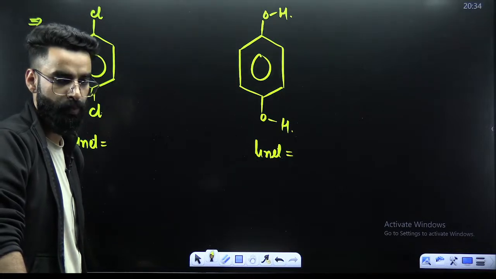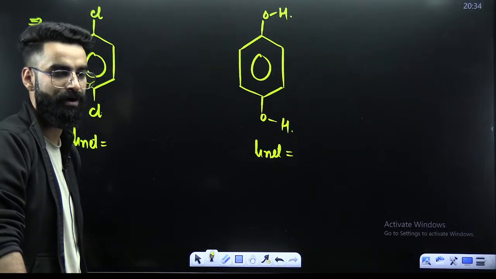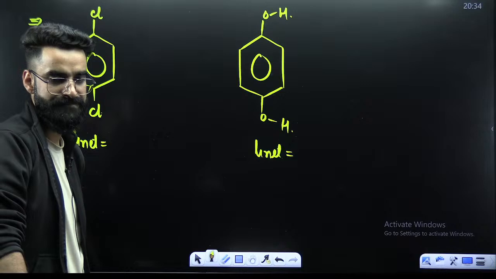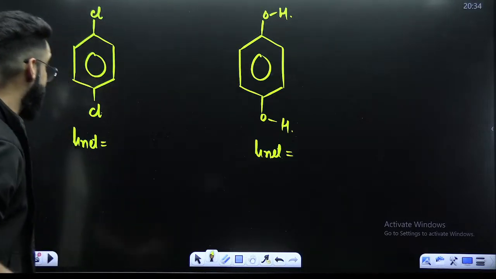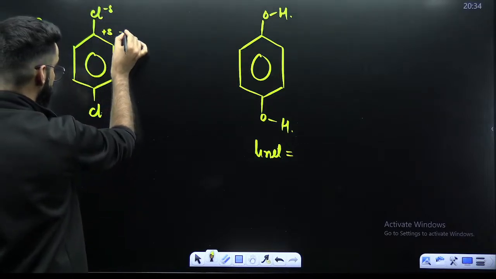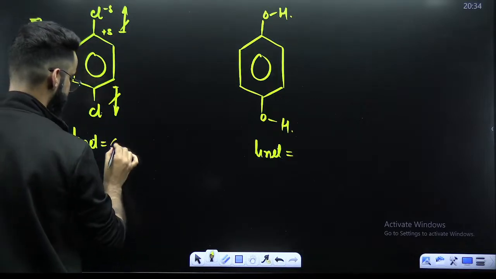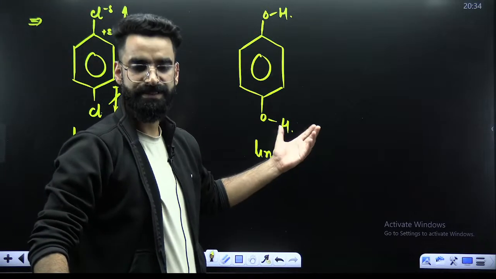Tell me, guys, where do you see the net dipole moment 0? Is it 0 in both the cases or in just one? See, in this first case, Cl is more electronegative, so delta negative, over here delta positive. So from positive to negative, again from positive to negative. Cancel out, net is 0. Net is 0 here. But here it is not going to be 0.